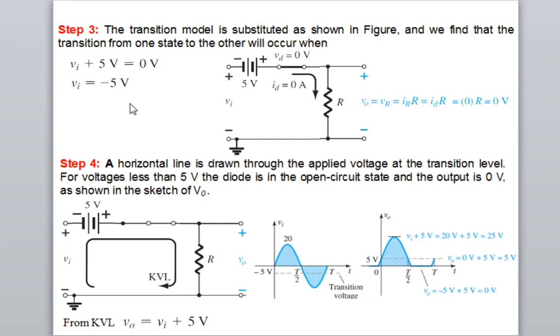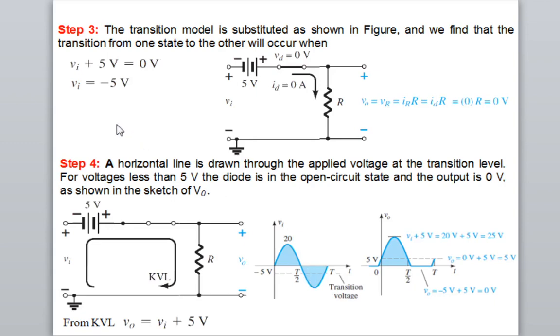That means for the positive half cycle, from 0 to T by 2, the diode is in forward bias, and the output voltage will be equal to this voltage plus this voltage. For the negative half cycle, the diode will be in the off state after this particular voltage. Above this, the diode is in the conducting state. Below this, the diode is in the off state.